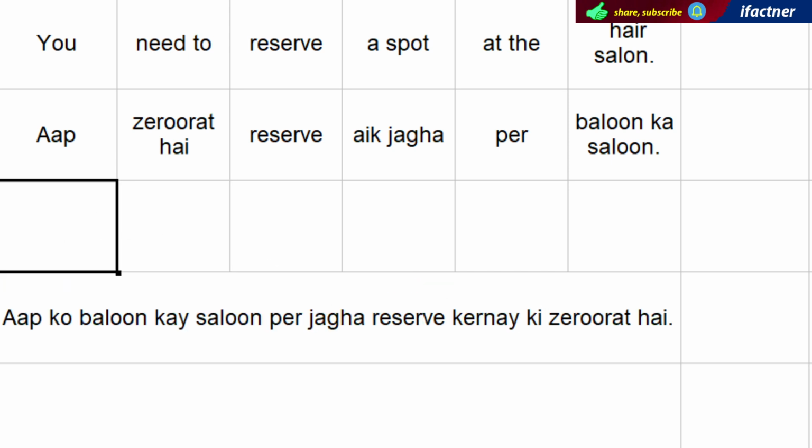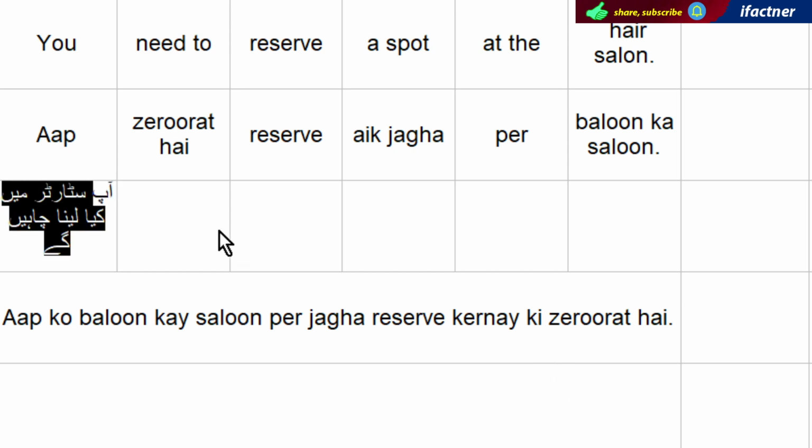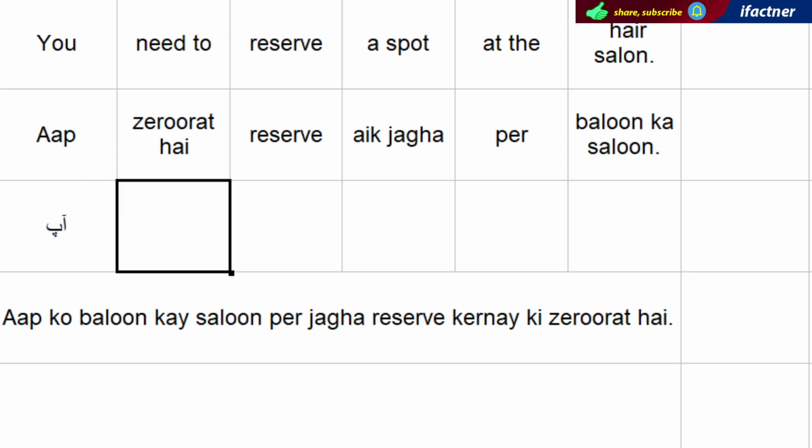Now let's see how do we spell and type आप. आप is alif madda pe sakin. ज़रूरत है can be typed as ज़वाद रे वाव रे ते. ज़रूरत and है is हे बढ़िए.